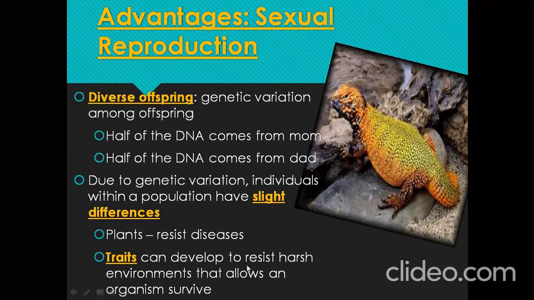Traits can develop to resist a harsh environment. Because of this variation, a new character can develop that may show resistance to a new harsh environment, and that allows the changes or that new character that develops in the offspring to allow that organism to survive in that harsh environment.